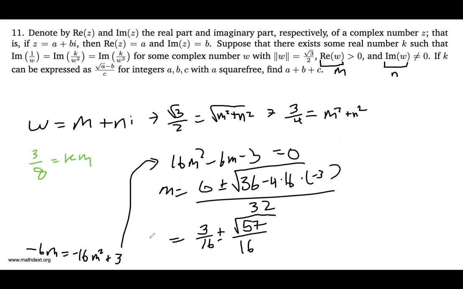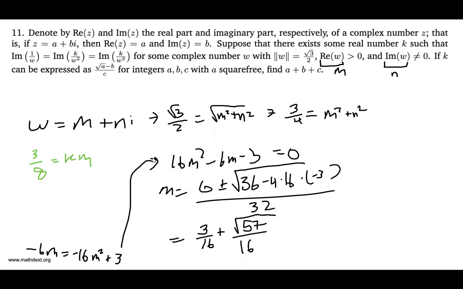But as we know, we only want one solution for m because we want to be able to figure out what m is. However, there are two values of m, but luckily we have this condition: the real part of w, which is m, is greater than 0. And we see that of the two solutions, 3 minus root 57 over 16 is negative, which means that we can discard it. And what that means is that m is equal to 3 over 16 plus root 57 over 16.